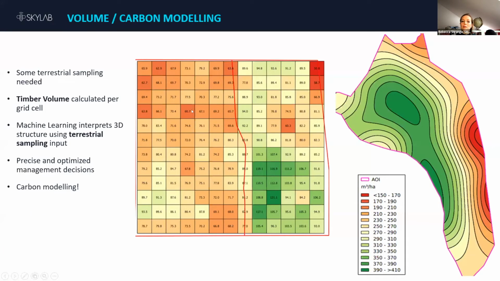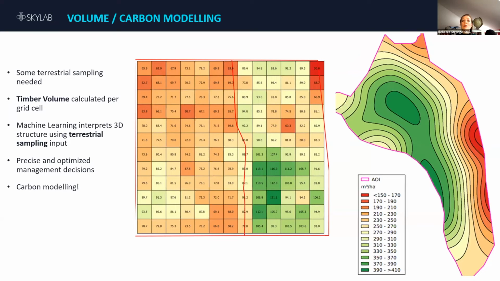And in this section, the last part is volume modeling. So volume modeling can be done accurately, but it is a more complicated and customized process. It does also require some terrestrial sampling information, crucially, because of course, the DBH of a tree cannot be measured from the air, as you can imagine.